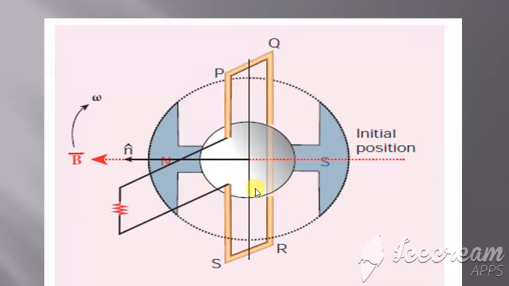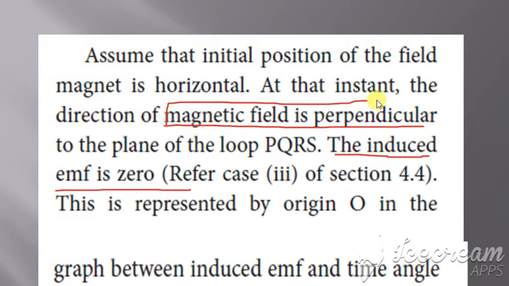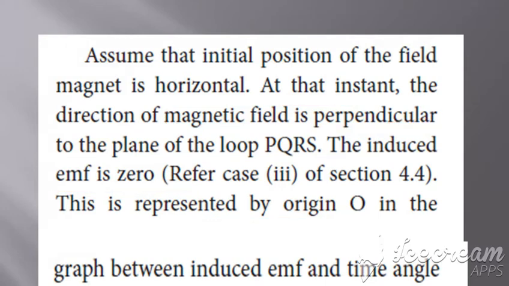It is going to be rotated in the clockwise direction, and assume that the initial position is horizontal. Let us take the initial position as horizontal. At that instant the magnetic field is perpendicular, and so the induced EMF is 0. When the magnetic field is perpendicular, the induced EMF is 0. This is represented by the point O. Clear? So when the magnetic field is perpendicular, the EMF is 0.